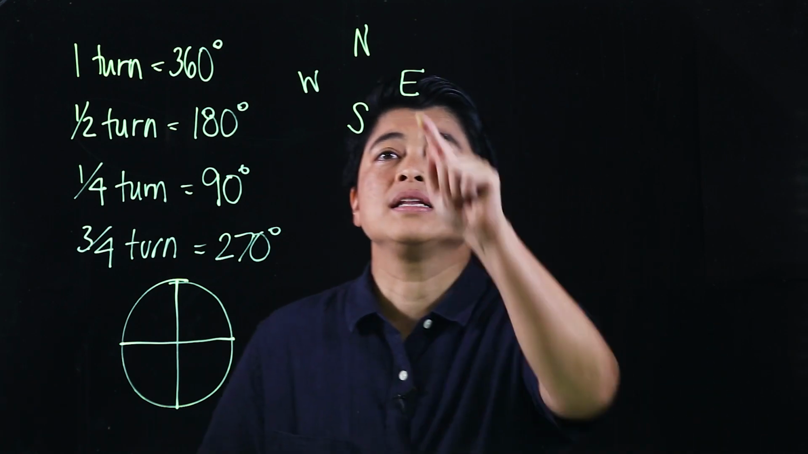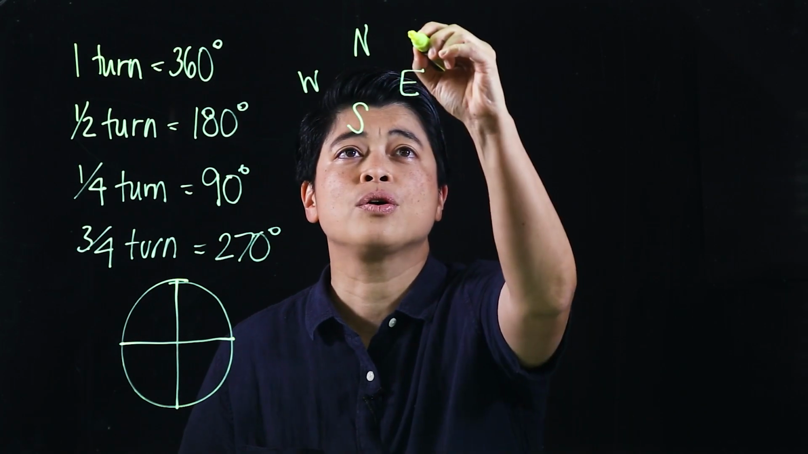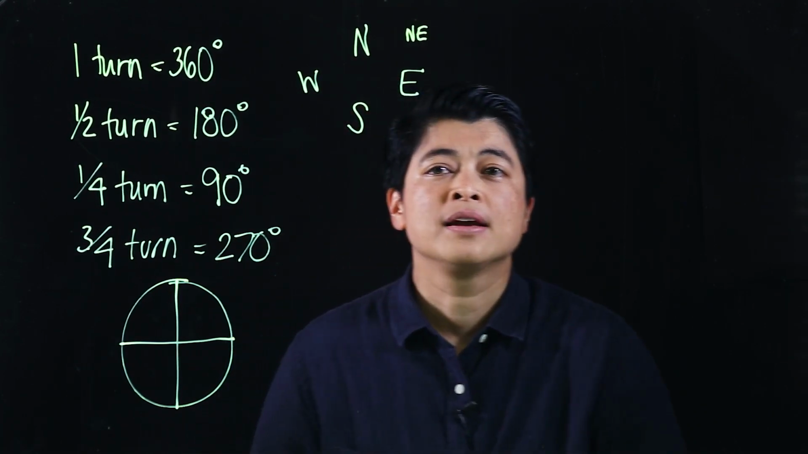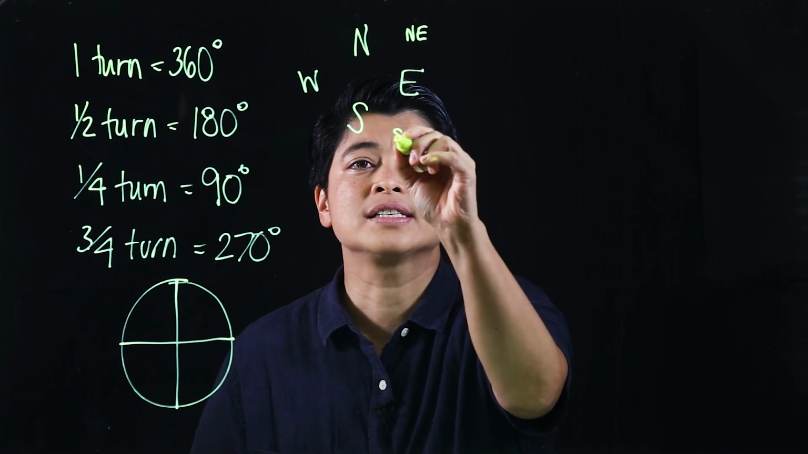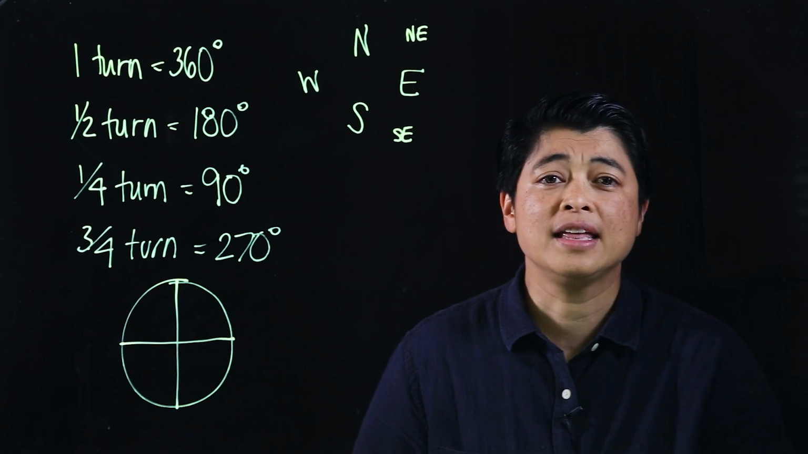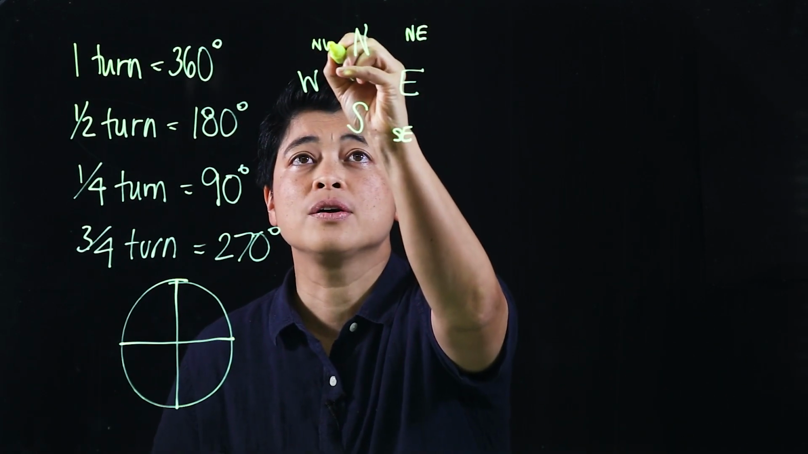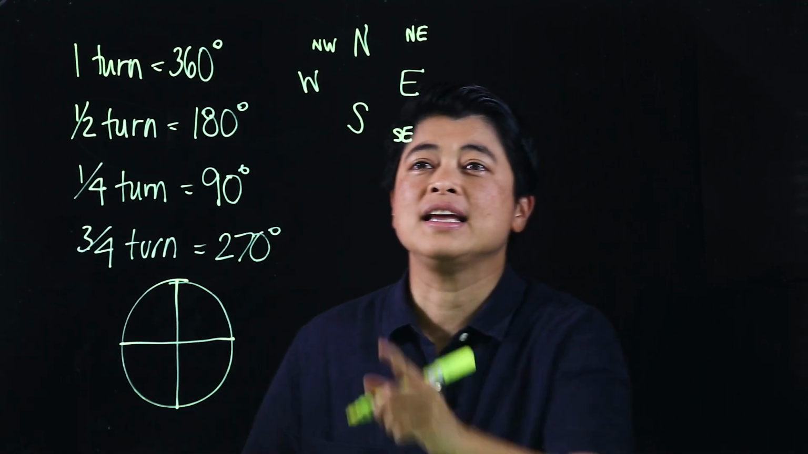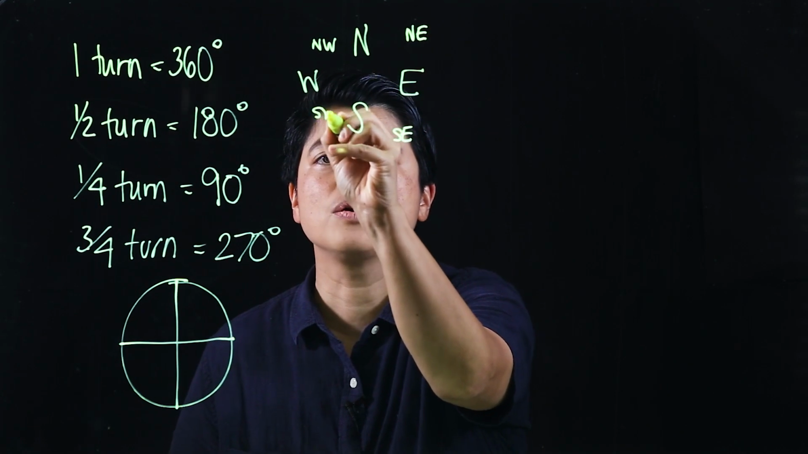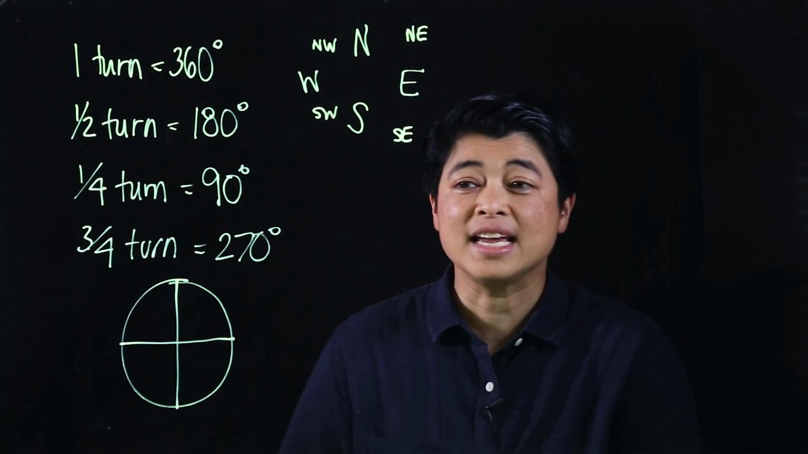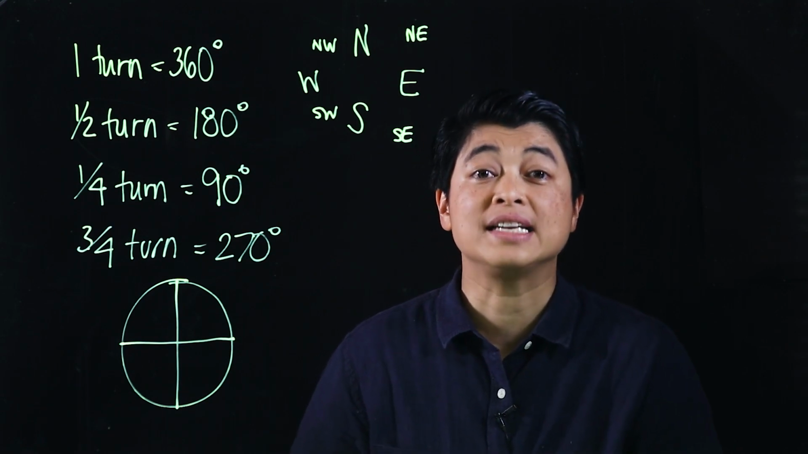In the middle of the north and the east is technically your northeast. In the middle of your south and the east is your southeast. In the middle of your north and your west is your northwest. And finally, in the middle of your south and your west would be your southwest. Each of these is half of 90 degrees, which is 45 degrees.